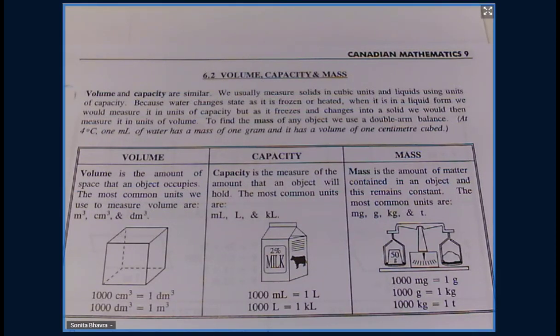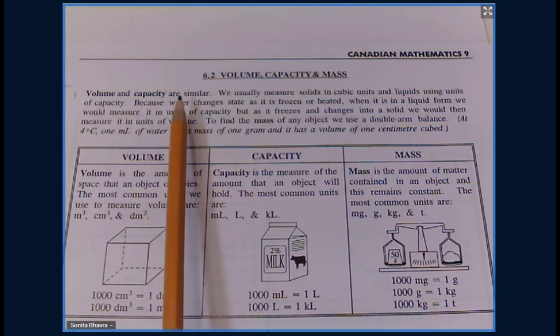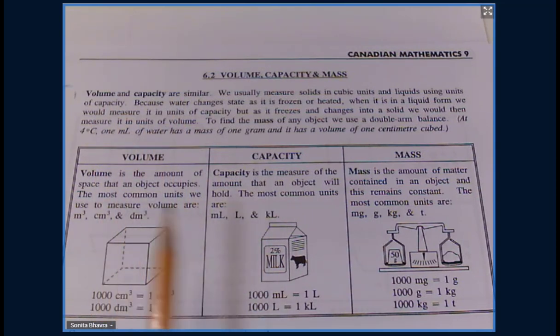Today's lesson is on volume, capacity, and mass, and you will have this sheet under your modules, so you don't have to worry about copying any of this down. So we're looking at volume, capacity, and mass today. One thing to note is volume and capacity are similar, so sometimes the terms are used interchangeably. But in this case, when we're looking at volume, we're usually looking at solids.